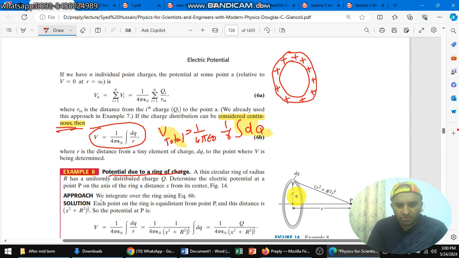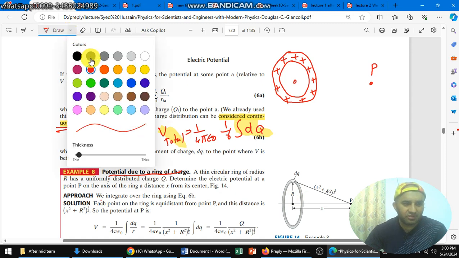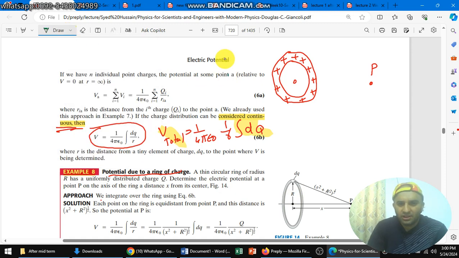Okay, now we need to find the potential at point P. This point P is at a distance x from the center of this ring. The radius of this ring is represented by capital R, and we need to find the potential at point P due to this ring of charge.